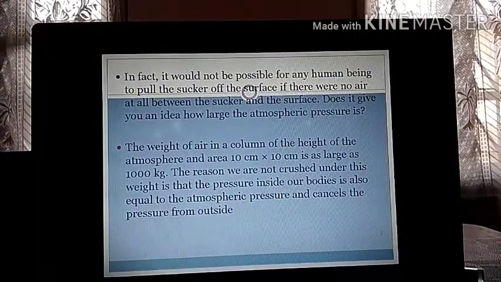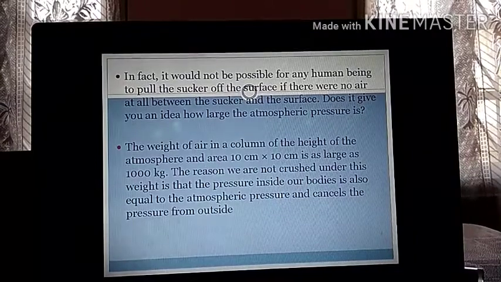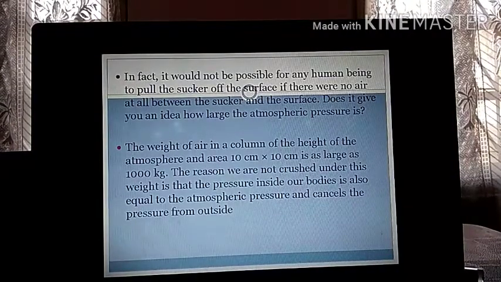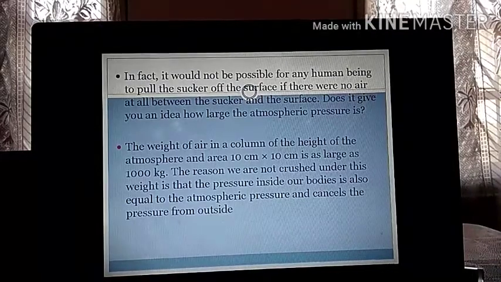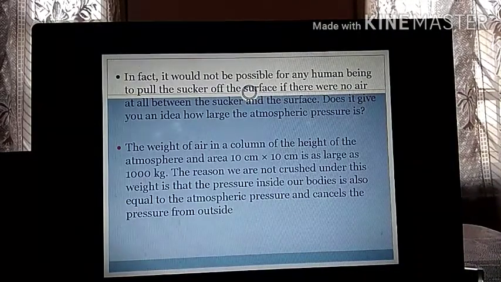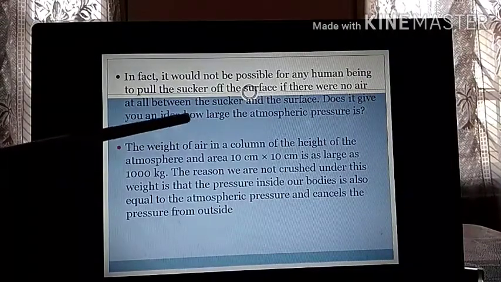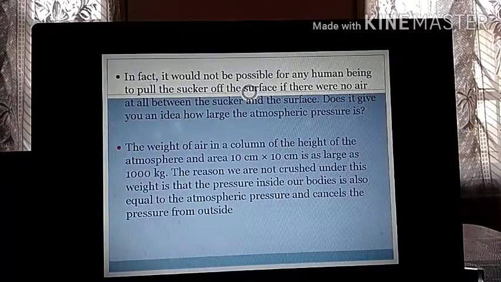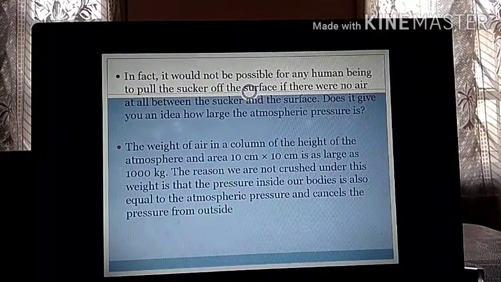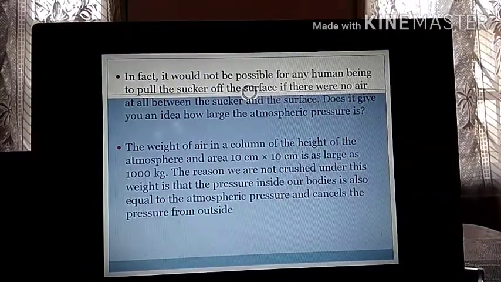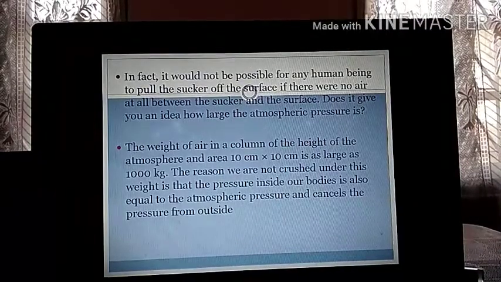So that is going to help you to pull the sucker off the surface. But if there is no air inside, that means the sucker has become completely flat, then you cannot pull it. Okay, it is very, very difficult. So does it give you an idea how large the atmospheric pressure is? So you can imagine how large the atmospheric pressure is. Okay, no human being can pull the sucker off. That means the atmospheric pressure is huge.